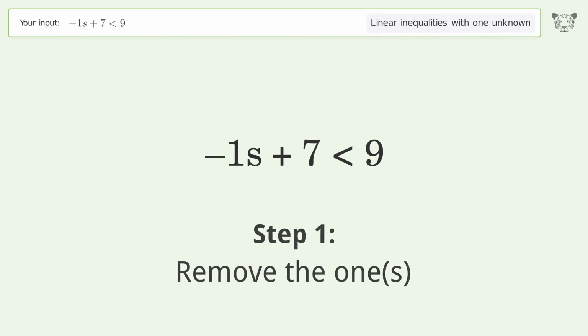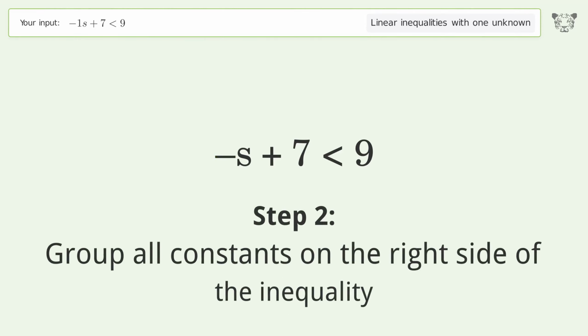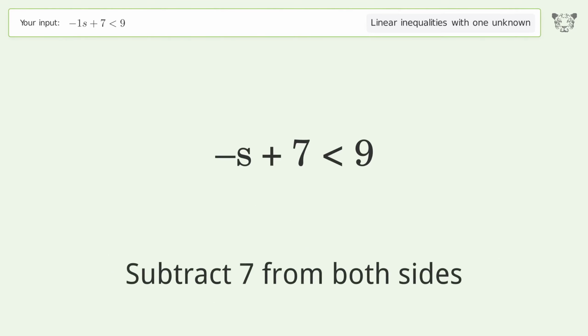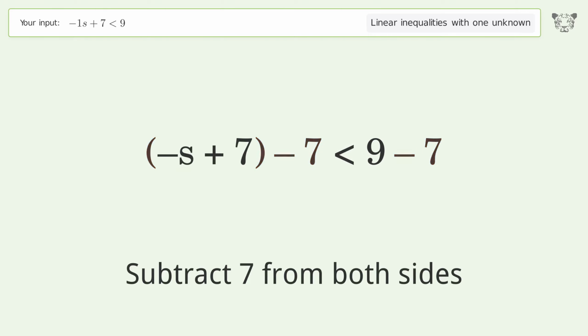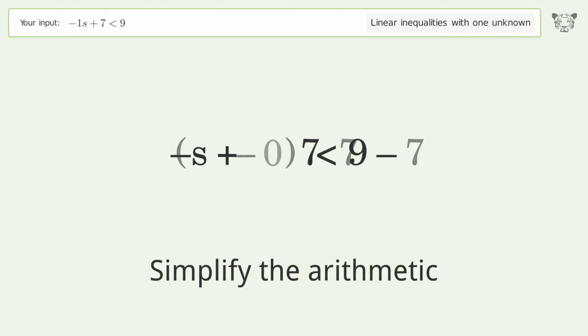Remove the ones. The way a variable's sign changes when it is multiplied by -1, its absolute value does not. Therefore, we can eliminate the 1. Group all constants on the right side of the inequality. Subtract 7 from both sides. Simplify the arithmetic.